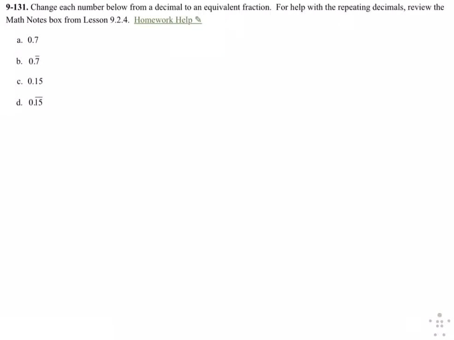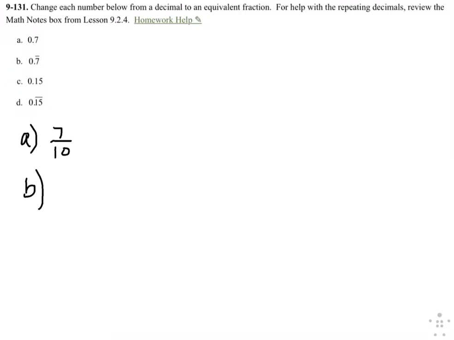Okay, for 131, they want us to change decimals to fractions, right? So A is 0.7. 0.7, that's the tenths place, right? So that's 7/10, right? There's not even any work to do for that one.